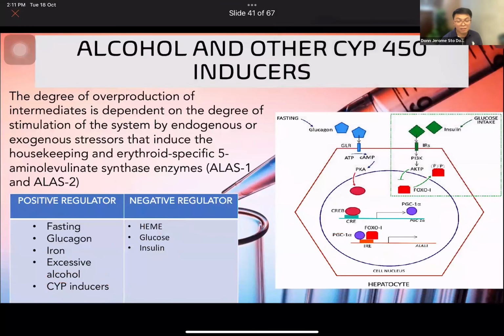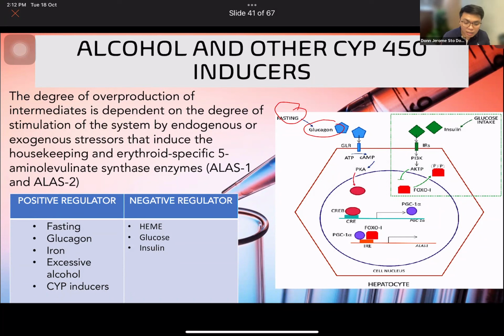Next, fasting and glucagon. How does it stimulate ALAS synthesis? Please take note of the figure on your right. When you go on fasting, nagutom ka, your body will try to increase your glucose through the release of glucagon. Glucagon will raise your glucose so that you'll have energy.